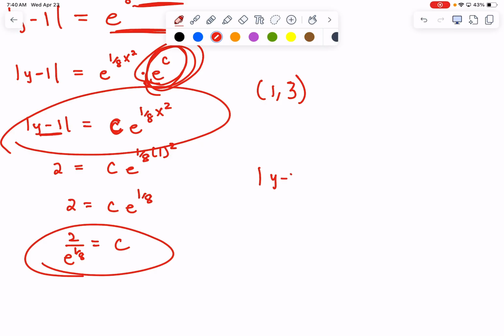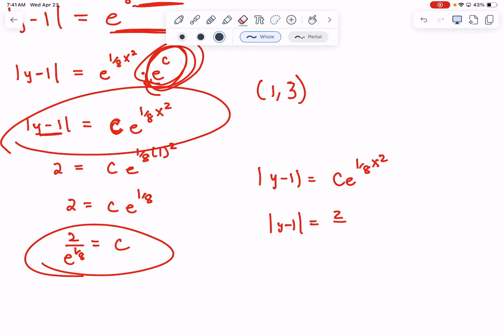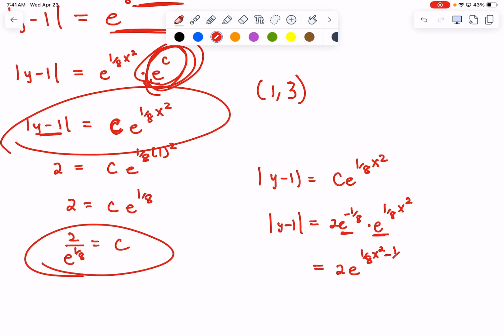Okay, so you got absolute value of y minus 1 is equal to c e to the 1/8 x squared. All right, so what did we say c was? 2 over e to the 1/8. To be fair, I'm going to make it 2e to the negative 1/8 times e to the 1/8 x squared. They would probably count this, but technically here's what they have in their answer key. They've got these e's, and since you're multiplying powers, what can you do with the exponents? Add them. So you get 2e to the 1/8 x squared minus 1/8.